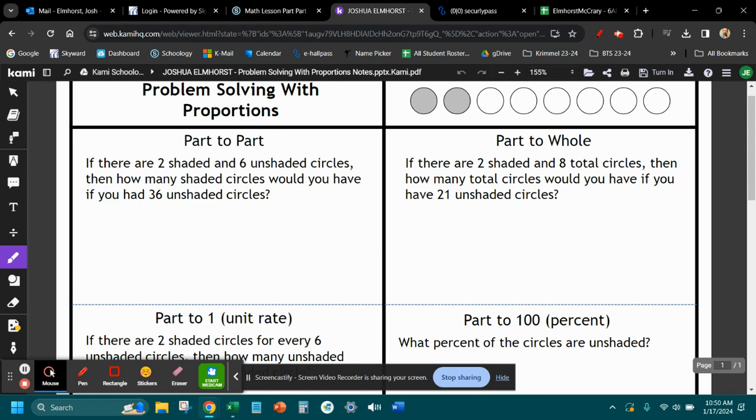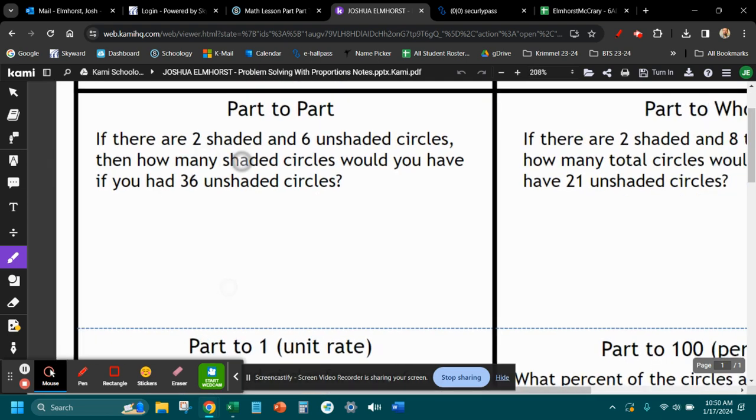This is Mr. Elmhorst with the video lesson for problem solving with proportions. So we're going to use the part total table. Let's take a look at the first one here.